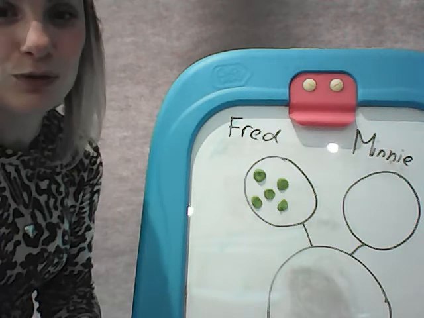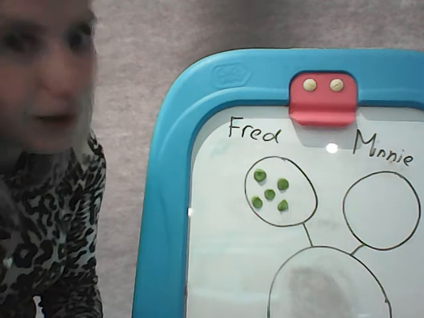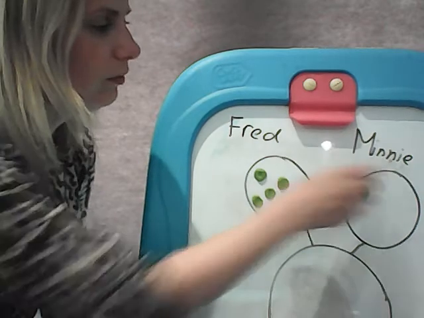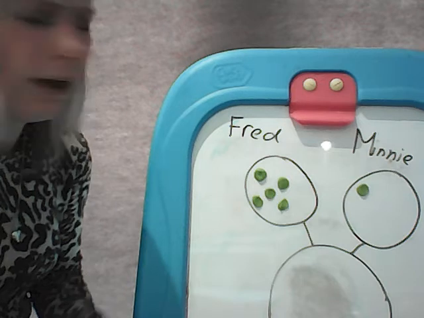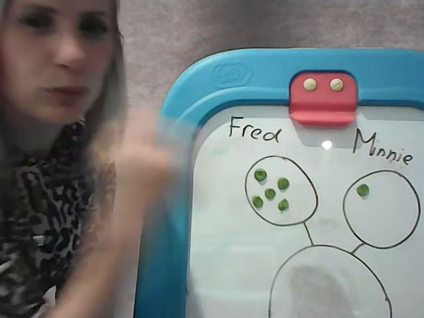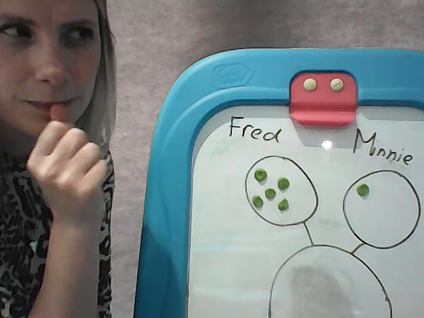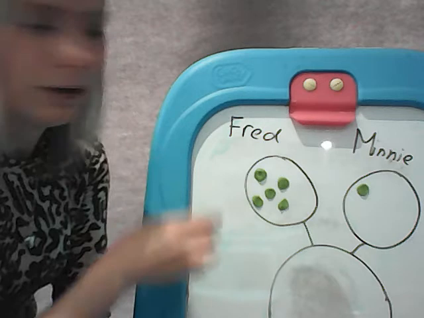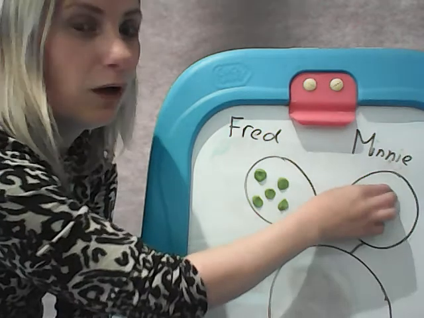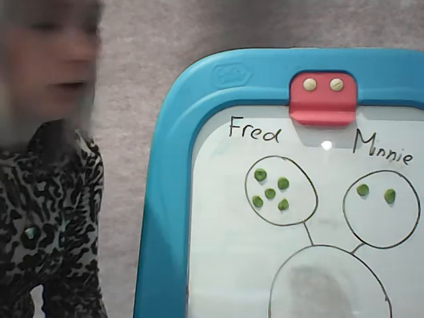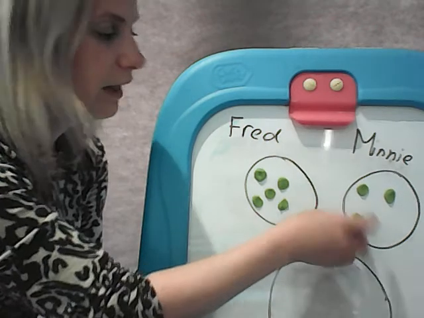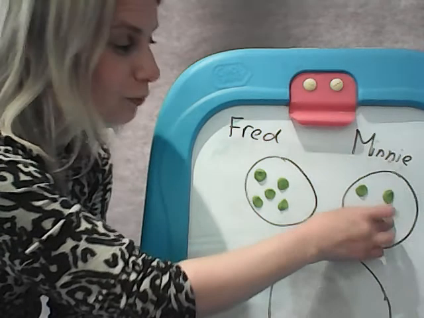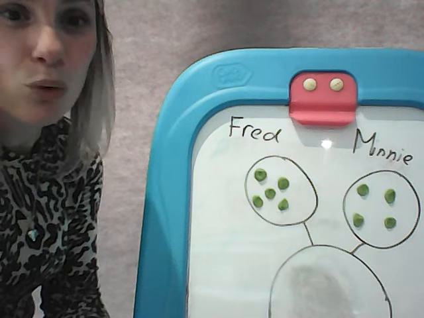So how many apples do I need to put on Minnie's side? 5. Well done, because it's the same amount. Can you remind me why we need to put 5 apples here? Why can't I put 6 apples? That's right, because we are doubling 5, aren't we? They're both having the same. So we need to have twice the amount. If I did 6 apples on Minnie's side, we wouldn't be doubling 5, would we? Because Minnie would have more.